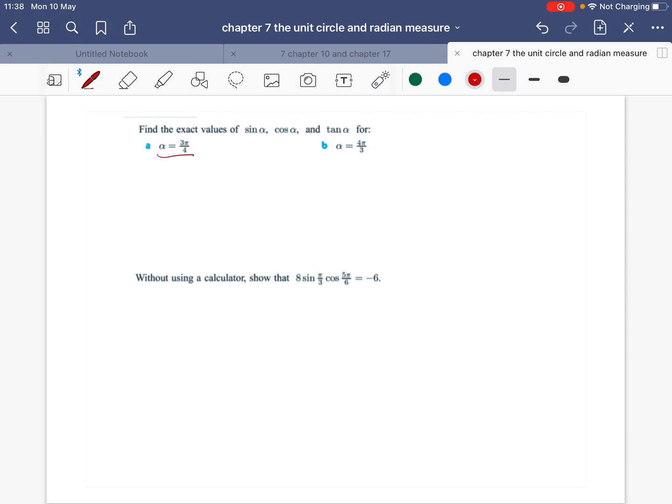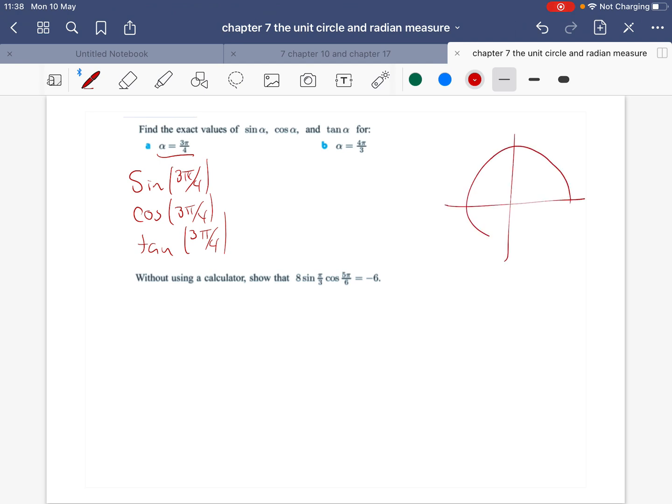All right. Find the exact value of sine of A, cosine of A, and tangent A for A equals 3 pi over 4. So sine of 3 pi over 4, cosine of 3 pi over 4, and tangent of 3 pi over 4. Okay, so this is without using a calculator. So we go here, we're going to do pi over 4s. So we got 1 pi over 4, 2 pi over 4, 3 pi over 4. Here's 3 pi over 4.